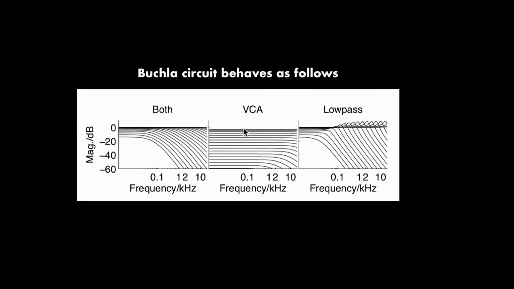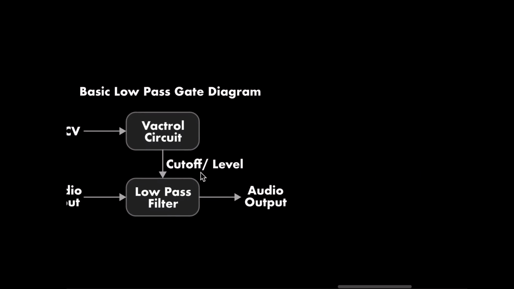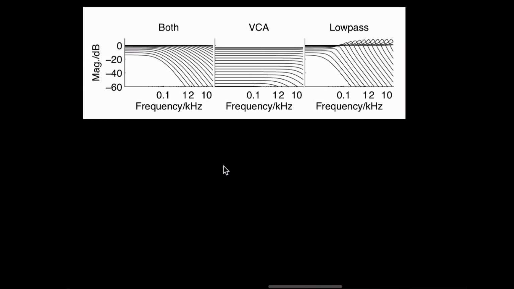Let's say that we have the low pass gate configured in VCA mode. If you remember what I showed you here, this circuit allows us to control the gain or the volume of the signal. So when we provide a signal, the output or the volume of your signal is this high, which is close to 0 dB, and we have an almost flat response. But as we move the control voltage, we are changing the light in the LED, which changes the resistance, and which ends up changing the gain, and we start moving down.